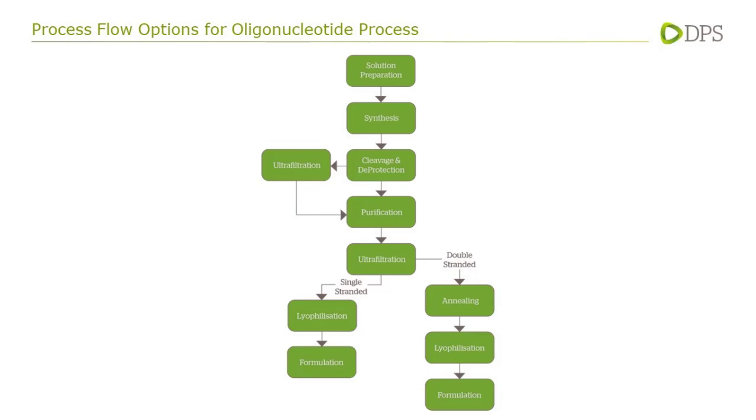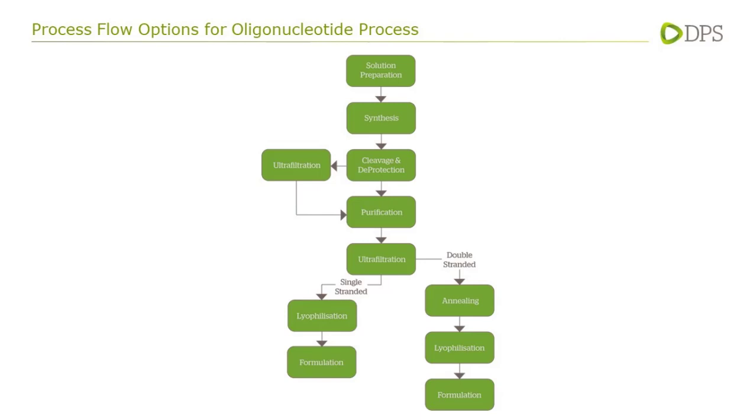Once all the various solutions have been prepared for the synthesis reaction, the reaction is brought to completion, and at this stage the crude final product is still attached to the resin in the column. The product is then cleaved from this solid phase during the cleavage and deprotection step, which is normally done with aqueous ammonia, at which point the product is in solution and ready to be purified.